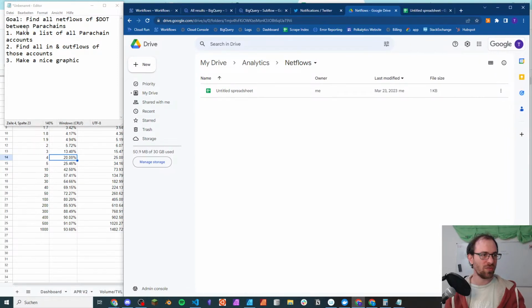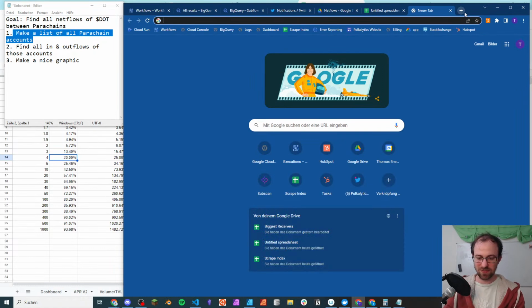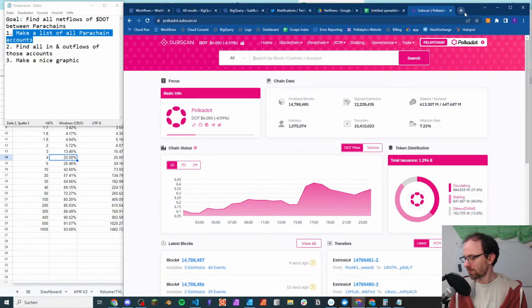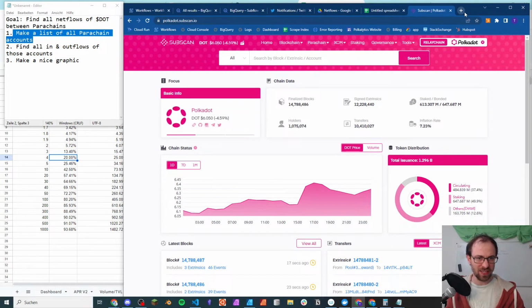Okay, so first step, make a list of all parachain accounts. This is fairly easy. What we do is we go to polkadot.subscan.io. I will be starting with Polkadot because in the last 2 years, I've been mostly researching Kusama, and I've developed a growing interest in Polkadot also. I think it is a nice side project of Kusama, and so I would like to give it also some attention.